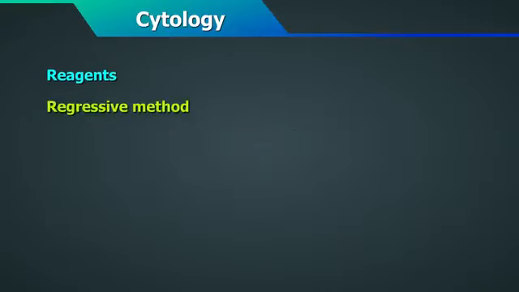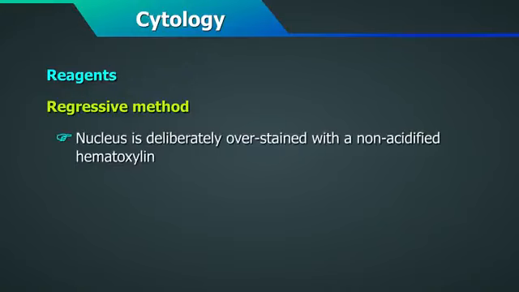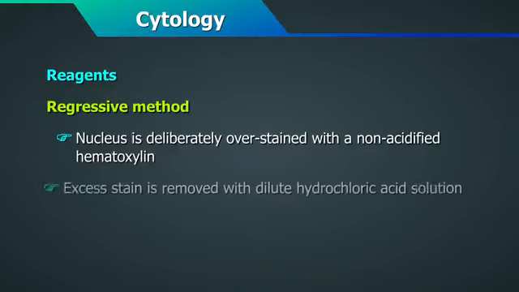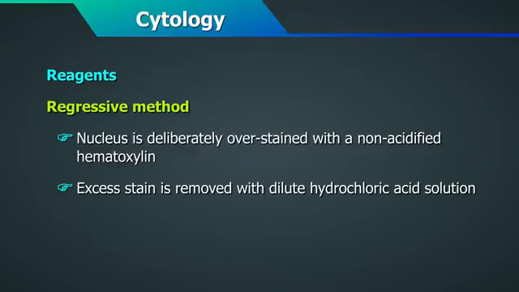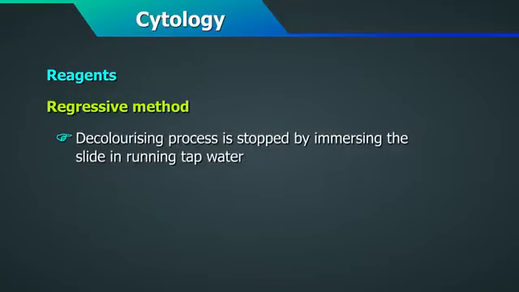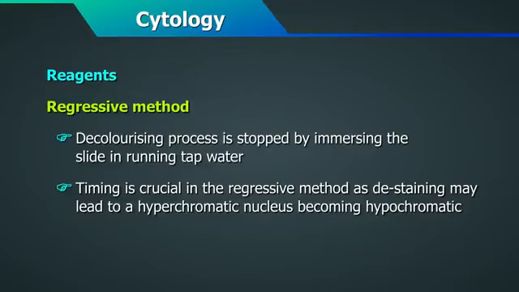Regressive method. In the regressive staining method, the nucleus is deliberately overstained with a non-acidified hematoxylin. The excess stain is removed with dilute hydrochloric acid solution or acid water. The decolorizing process is then stopped by immersing the slide in running tap water. Timing is crucial in the regressive method as destaining may lead to a hyperchromatic nucleus becoming hypochromatic.